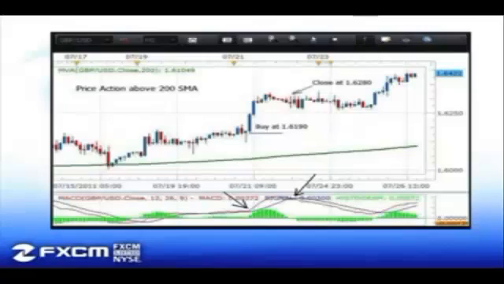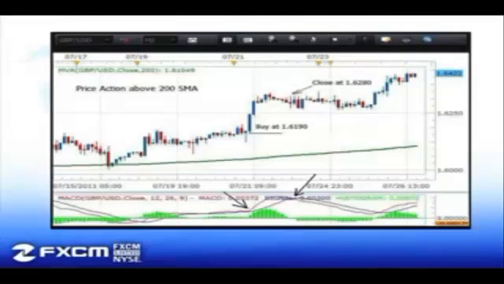And so we would enter right there. We'd buy at this level, which happened to be 1.6190. And we'd stay in the trade until the MACD line crosses the signal line in the opposite direction, which signifies, based on the MACD, that bullish momentum is no longer in favor. The pair is now moving to the downside.